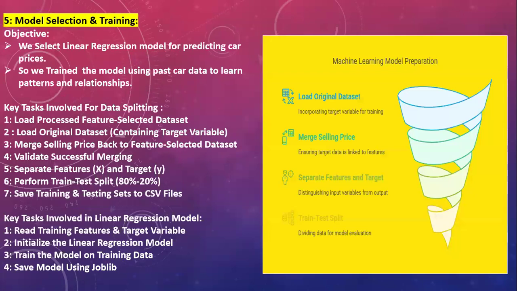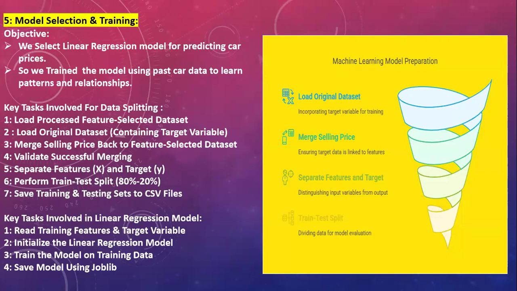After that, we are going to do model selection and training. So in this activity, we select the linear regression model for predicting the car price. So here we have selected the linear regression model. We need to train the model using the past car data to learn patterns and relationships. For that, these are the key tasks involved. First we need to do data splitting of the data. After that, we are going to train the linear regression model. So for the data splitting, these are the tasks.